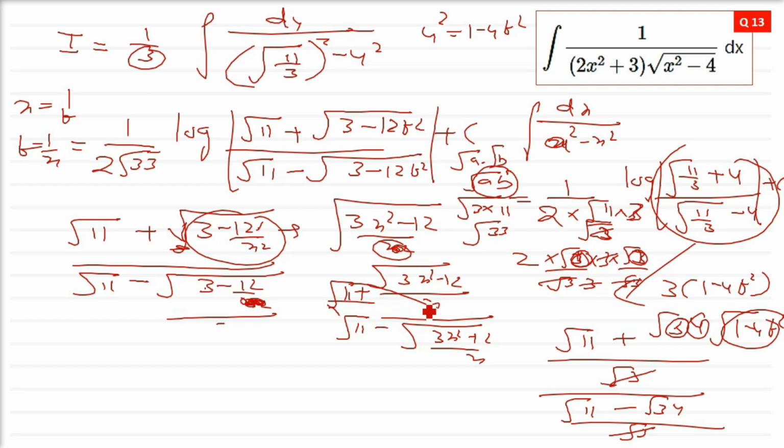So x multiplied by root 11 will give you x root 11. So I'm writing the final answer now. 1 by twice of under root 33 is already there. So let me write under root 33.